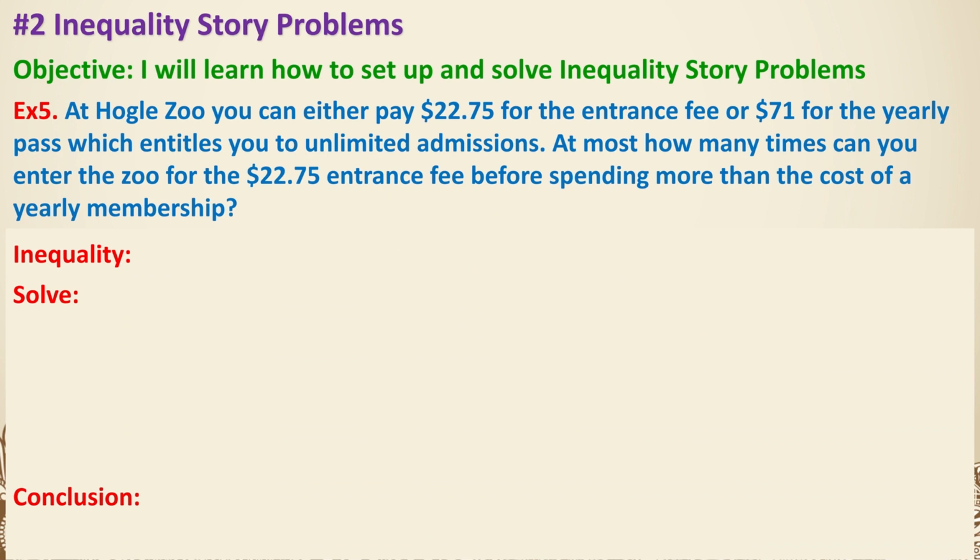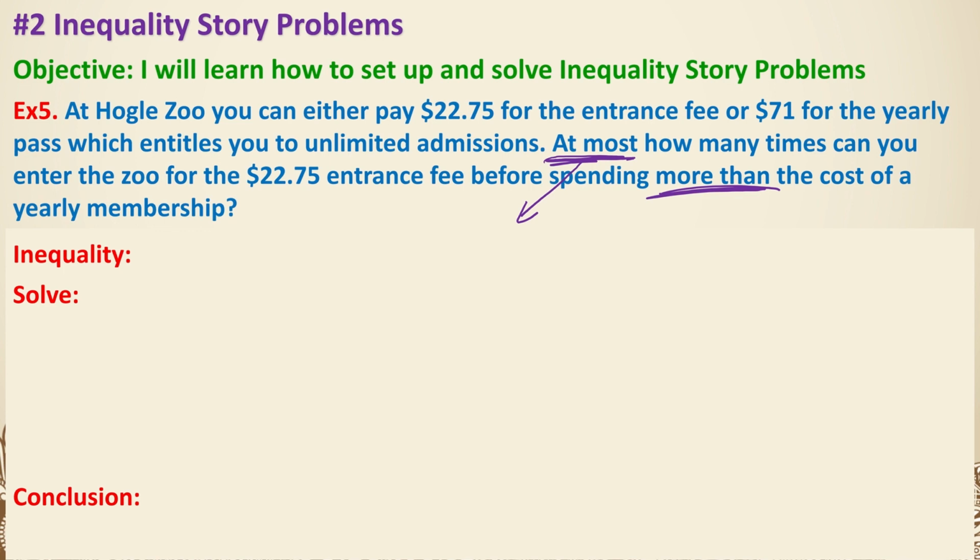Moving on, example 5. At Hogo Zoo, you can either pay $22.75 for the entrance fee or $71 for the yearly pass, which entitles you to unlimited admissions. At most, how many times can you enter the zoo for the $22.75 entrance fee before spending more than the cost of a yearly membership? This is a slightly tricky question because there are 2 different inequality phrases. One is at most, the other is more than. You might be like, well, which one do I choose to create the inequality? Let's see. First, let's say you focus on the word at most.